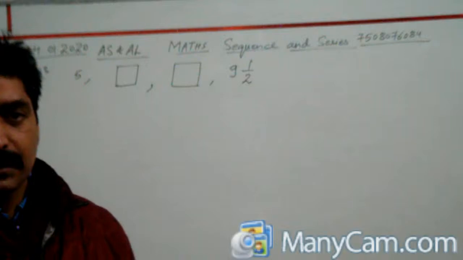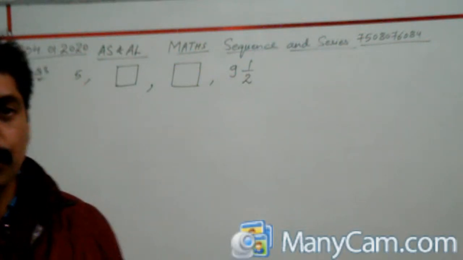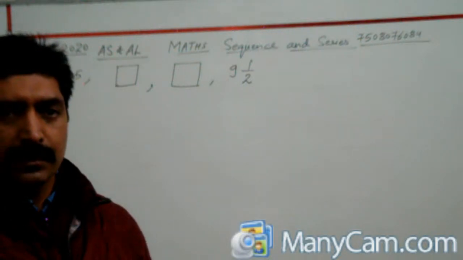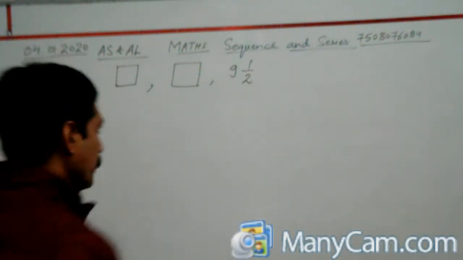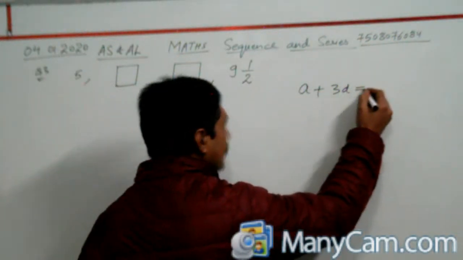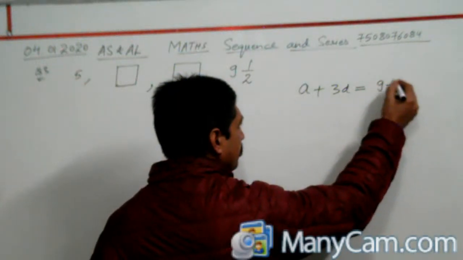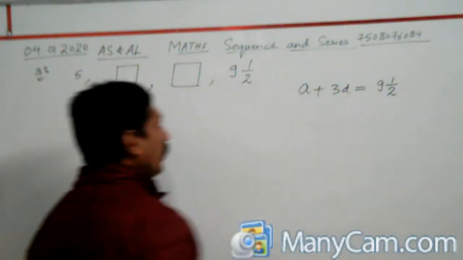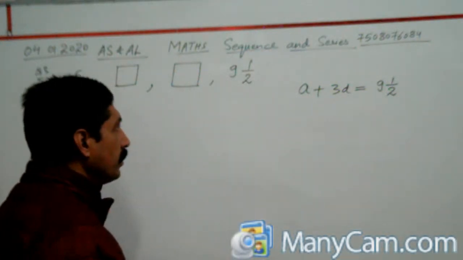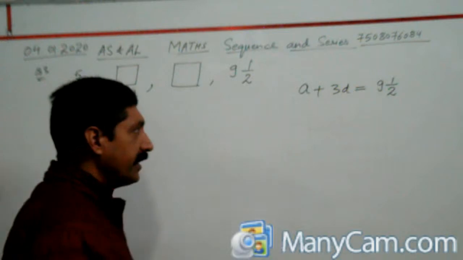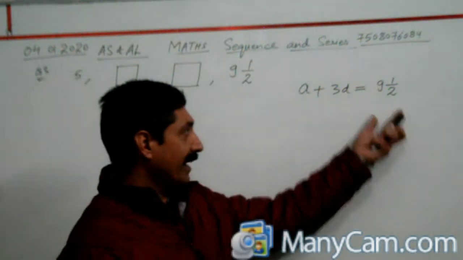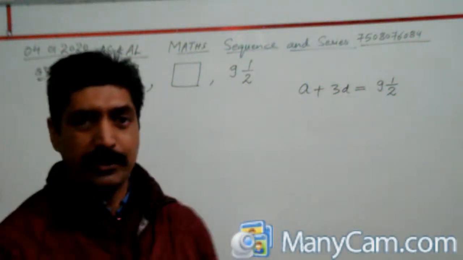In the same way, you know a is a, and the fourth term we can write as a plus 3d. So here we have a plus 3d is equal to 9.5. 9 1 by 2 is a fraction. You can write it as 19 divided by 2 or 9.5. Between 9 and 10 we have 9.5. We can also write it as 9.5.